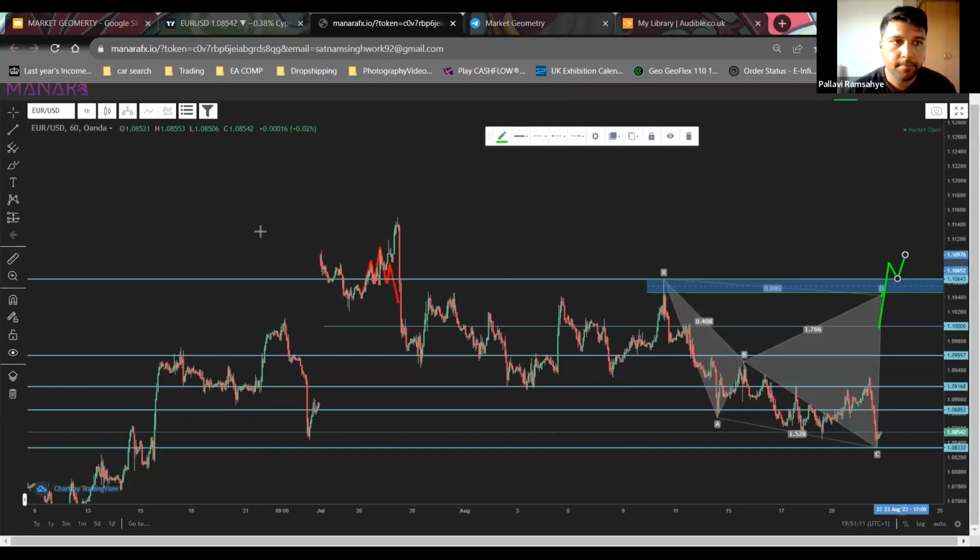Yeah, so the fib tool is drawn in the same points, okay? So we're always looking for X to A, okay? And we're always looking for the same percentage. It doesn't matter if it's a bearish or a bullish pattern, right? Or Cypher pattern. Depending on which pattern you're looking at, you need to confirm those percentages, okay? So hopefully that answers your question.